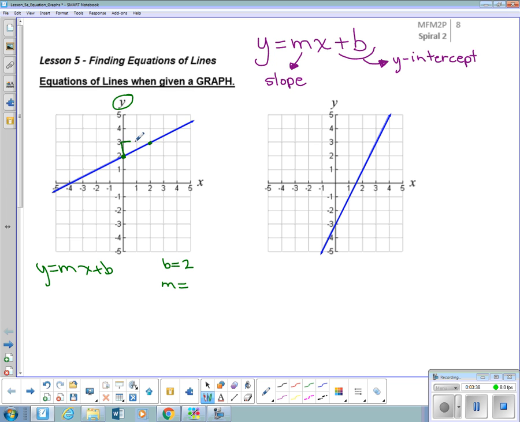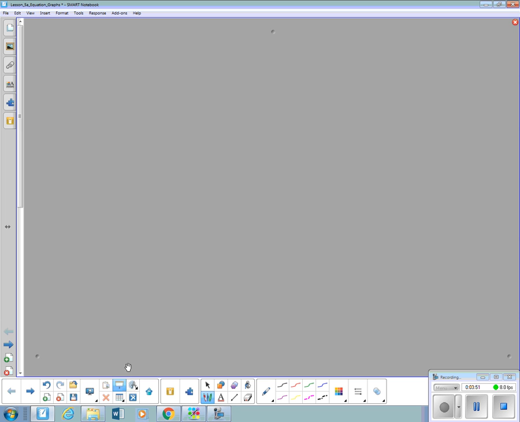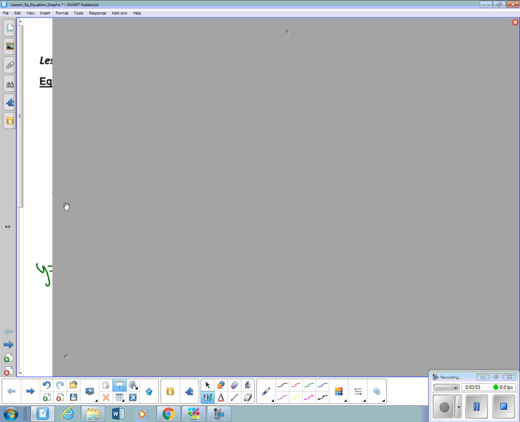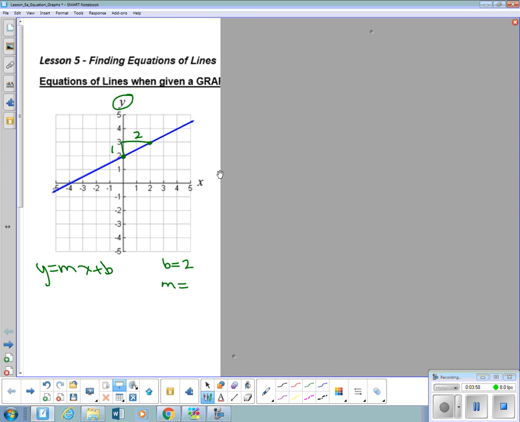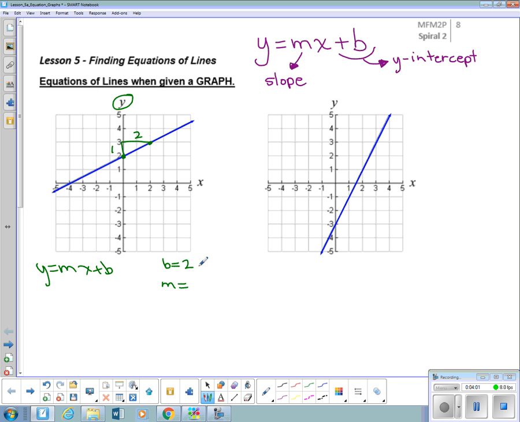And if I make my triangle, I can see that I'm rising 1 and I'm running 2. And what about positive or negative slope? Remember what I said is it's like reading a book. As I read the book, oh, there's that blue line, it is going up. Therefore, it's a positive slope, so I don't have to put a negative. So this is rise over run. My rise here is 1. My run is 2.